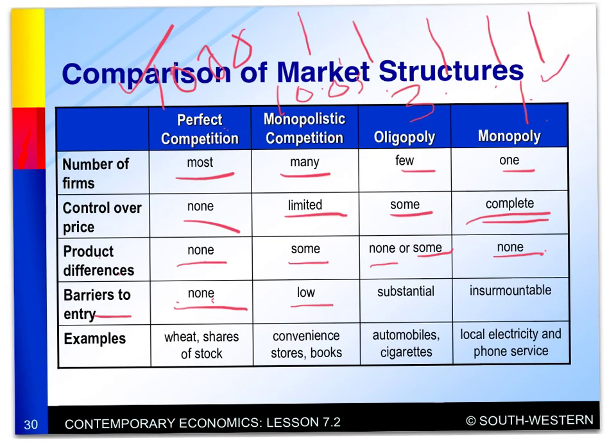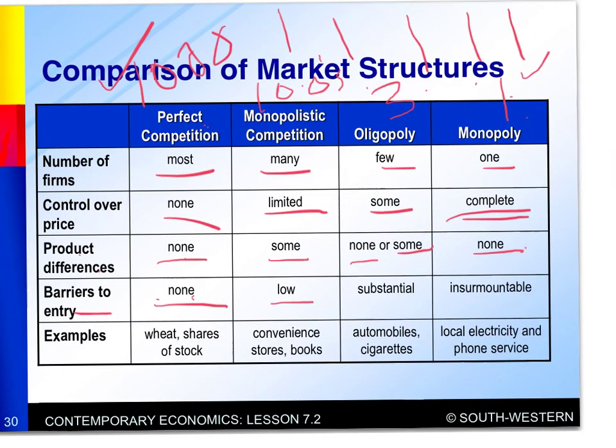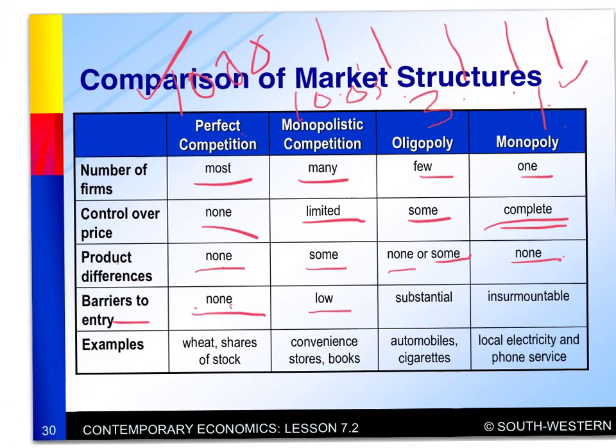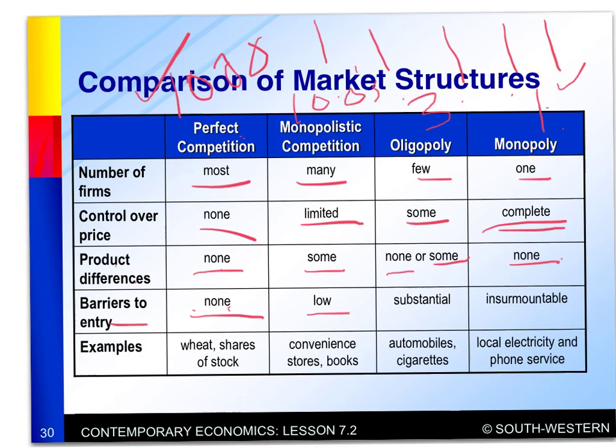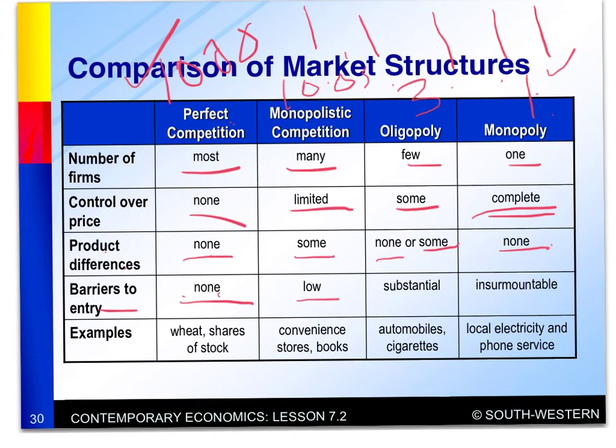It's really tough to get into an oligopoly like starting an airline, and it's almost insurmountable, which means you cannot overcome the barrier. It's almost impossible to start a company that is going to compete with Alabama Power. These are great examples. Focus your attention on these examples here. At the bottom, wheat, shares of stock, convenience stores, books, cars, cigarettes, and so on. All right, we're going to forego this last section here, and that will do it.